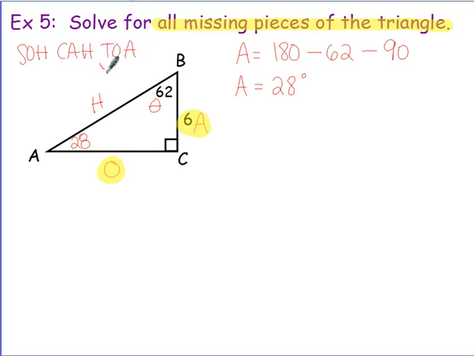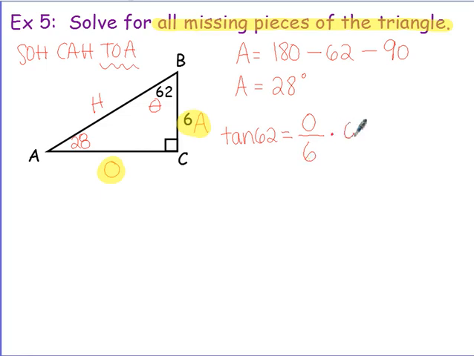TOA, it makes up that part right there. The TOA stands for tangent. So the tangent of theta, which is 62, equals the opposite, which is O, because we don't know it, over the adjacent, which is 6. So we're trying to solve for the opposite side.